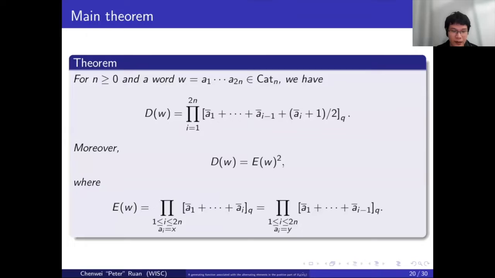So now we give our main theorem here. For any Catalan word w of length 2n, we can write down d(w) in the enclosed formula here. Moreover, although it's not immediately obvious that this is actually a square, we recall from previous examples that each d(w) is actually a square, and that's true in general. We can write down its square root in two different forms.